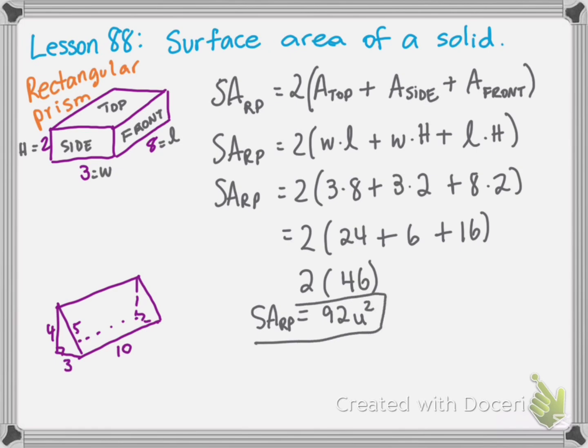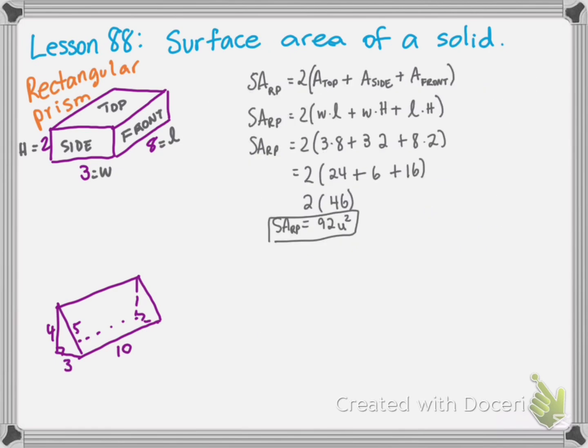And that's it. And again, we're going to learn about a general formula for prisms. But whenever you have a rectangular prism, which is kind of like the shape of the most common boxes, a cereal box, a milk box, then use this formula. Just find the area of each one of the faces and add them together and then multiply times 2.